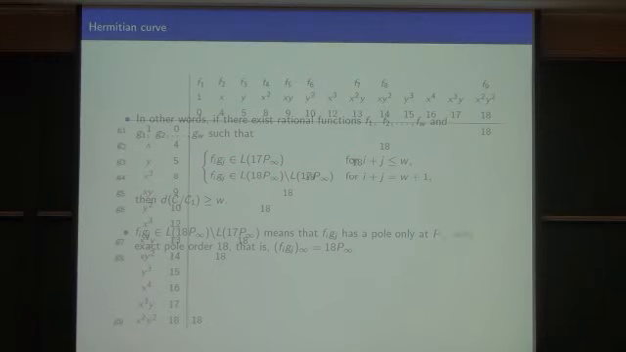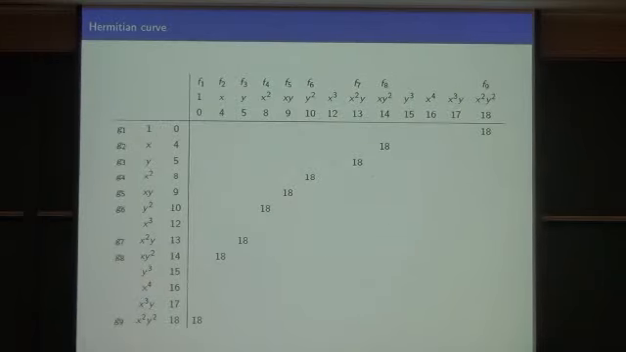Okay, so how can we do this? Okay, so this is what we do. So these are the functions, and the numbers here are the corresponding pole orders. So x has pole order 4, y has pole order 5. And the gaps are removed. Okay, so we have these numbers.